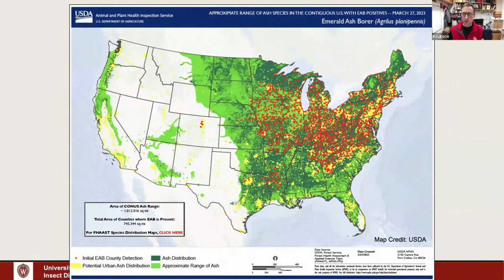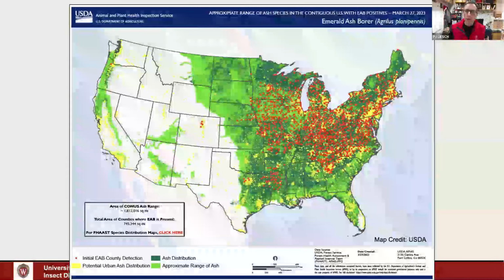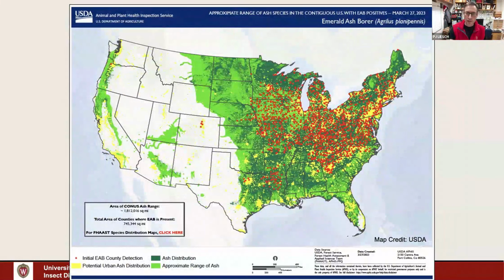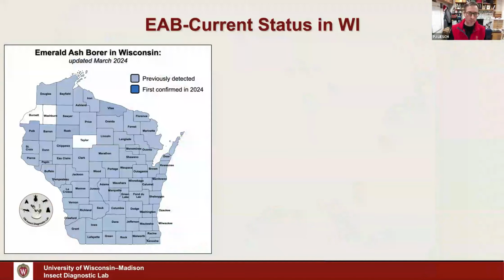So for a long time, it was thought, at least if EAB stays in the eastern U.S., the ash trees on the West Coast are fine, but now it has bridged that gap. And so that's going to be an evolving situation that's relatively recent out there. But this is the current status of where ash trees and EAB are in Wisconsin, or it's current within the last year or so. Let's look a little bit closer here in the state of Wisconsin.